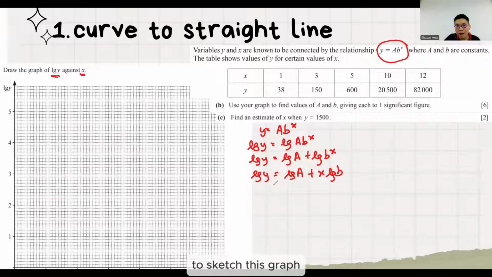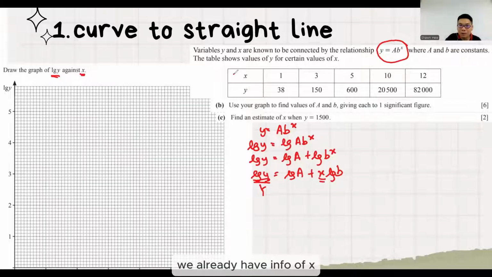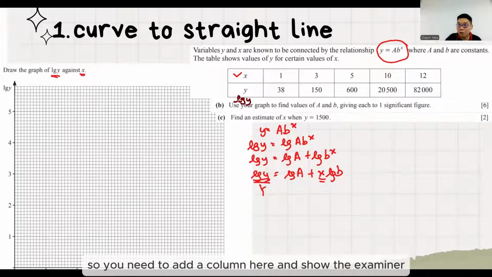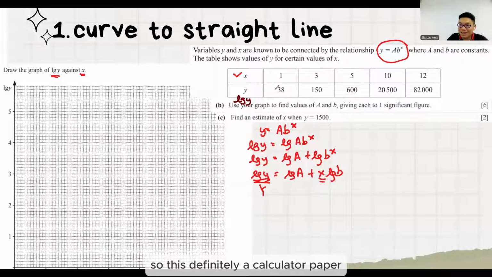To sketch this graph, we need the info of LGY and the info of X. We already have the info of X. The thing that we need to add in is the value of LGY. So you need to add a column here and show the examiner you are finding LGY. This is definitely a calculator paper.